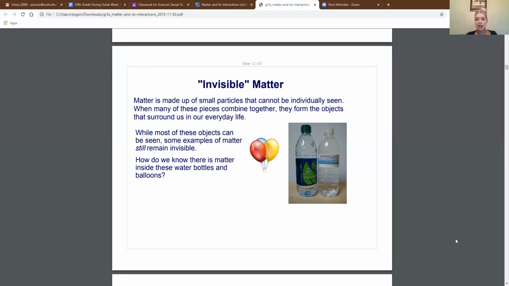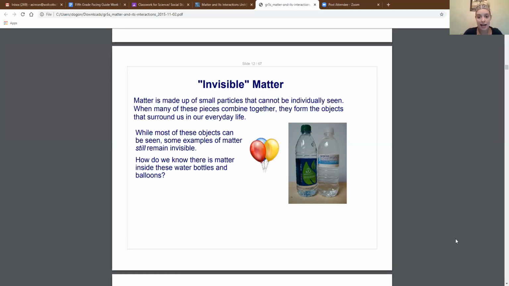So a lot of matter is things that we see every day, okay? If we look at this pencil, we can see it. We see it taking up space. We know it's there, so we know it's matter. This phone, we see it has weight. We know it weighs something. We see it take up space, so we know it's matter. But matter doesn't have to be seen, okay?